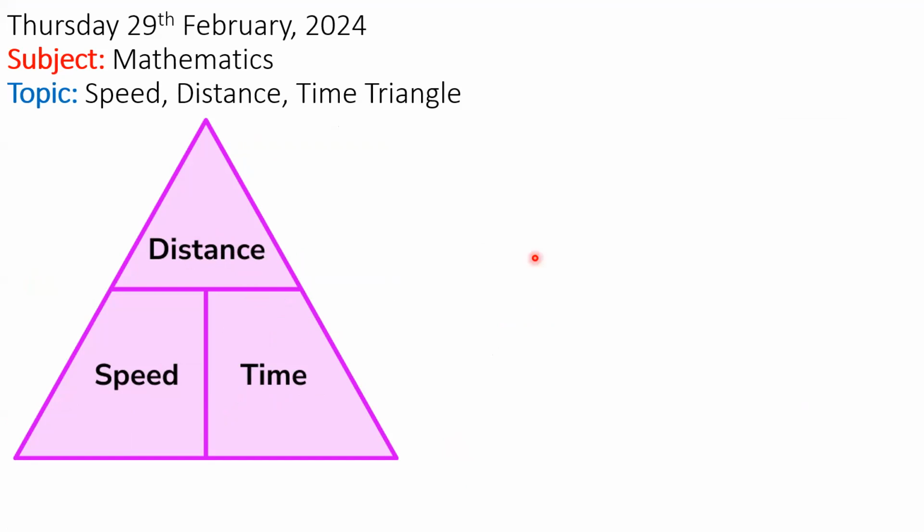Now the formula for the distance is what? Speed multiplied by time. So the formula for average speed is distance over time, and the formula for the distance is speed multiplied by time. Now what's the formula for time? Time equals distance over speed. Very good. That's what we're going to be looking at today.